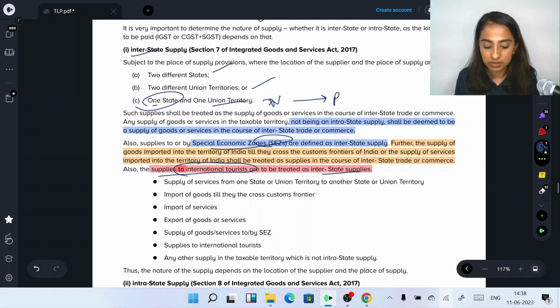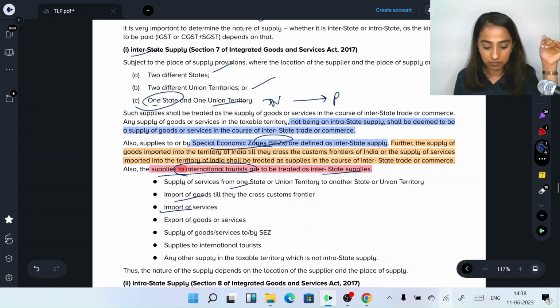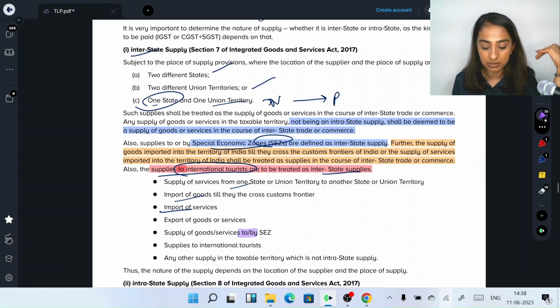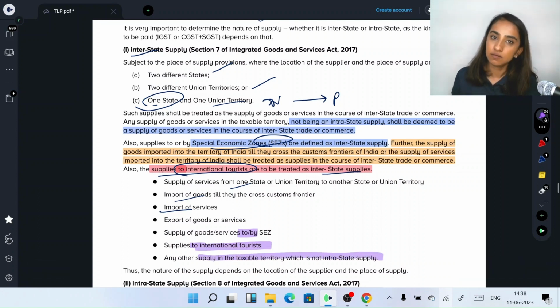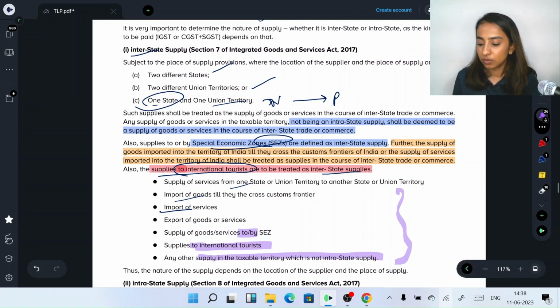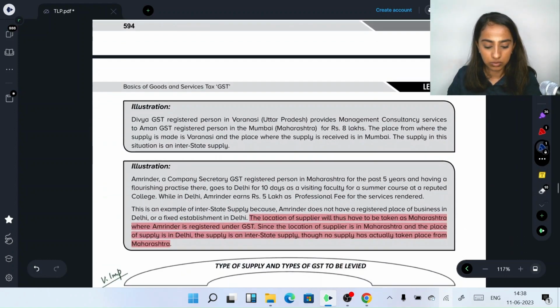What all will be interstate supply? From one state to another, we know. Again, import of goods till they cross customs frontiers, then import of services, then any export, then services to and by SEZ. Do you understand the meaning when they say to and by? Even if you're selling to or purchasing from an SEZ, it will be an interstate supply. Supplies to international tourists and any other which is not intrastate. Whatever is not intrastate will be interstate. Alright? Now, what is intrastate? Within the state only. We know that.